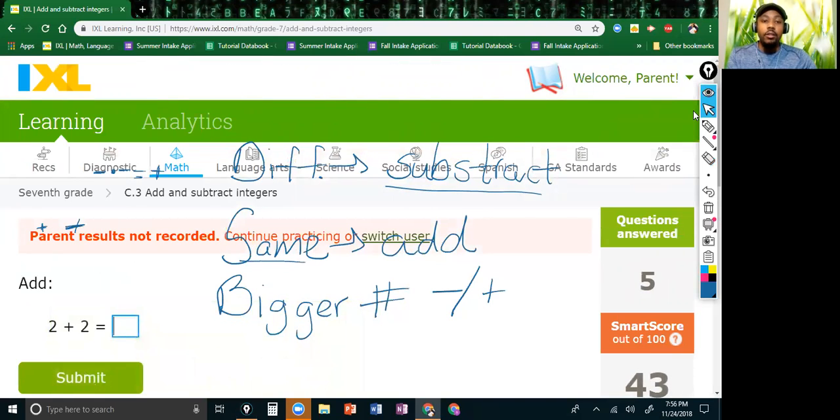All right. And so what you can do, you can print out add and subtract worksheets and keep these same rules, and you should be fine. If you have any more questions, let us know.